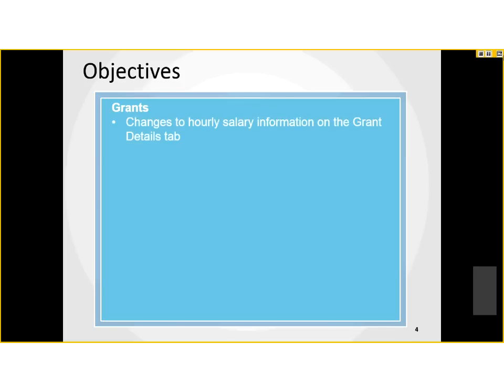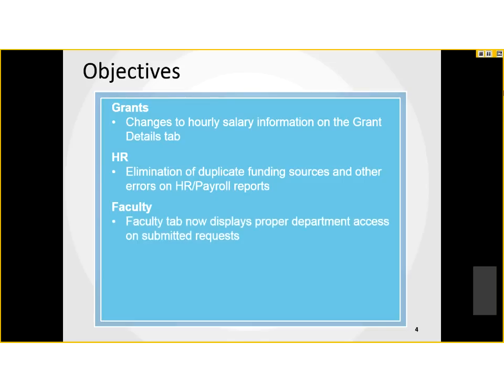With grants, there has been a change to hourly salary information on the Grant Details tab, and we'll talk about that so you know what you're looking at when you see that. On HR, several things happened, kind of small things you might not necessarily notice, but duplicate funding sources were eliminated primarily, and a couple of other things which we'll talk about. On the Faculty tab, it now displays routes based on your departmental access. So you're not seeing every single route on campus anymore when you're using the Faculty tab.